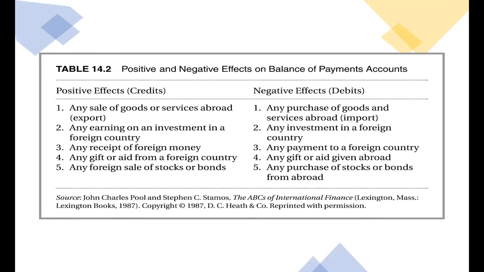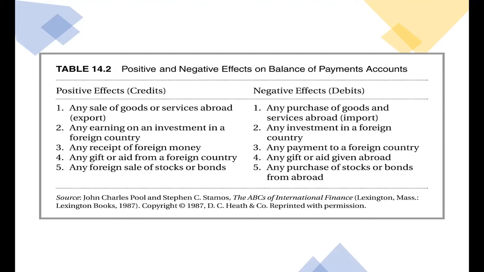Okay, so essentially any receipt, anything that we are getting from foreign sources, if you are, for example, living in the US or in France or in Canada, and you are sending a Western Union to your family back in your resident country, that's a credit, right? Foreign aid from one country to another, et cetera. So anything that results in receipts, in payments to the country, is a credit.